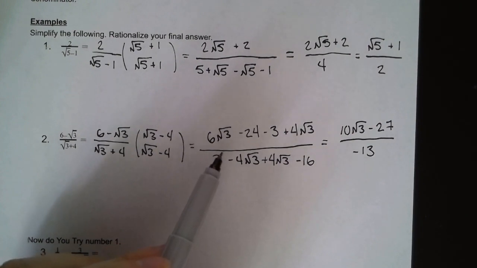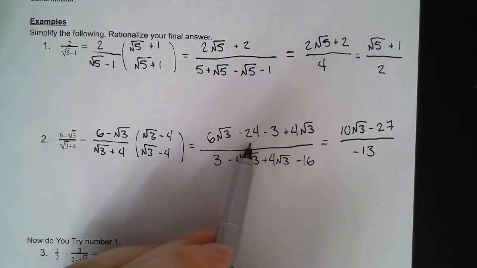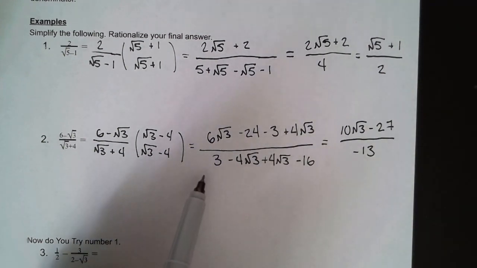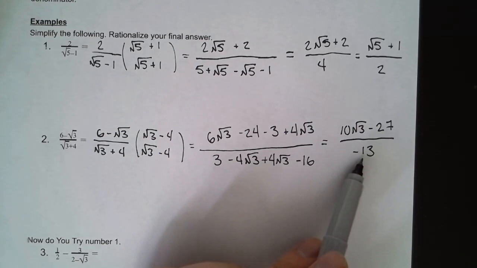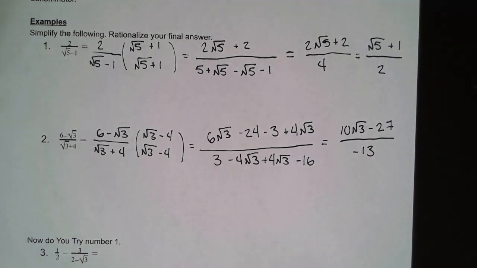So I got 6 root 3 plus 4 root 3 is 10 root 3, and then negative 24 minus 3 is negative 27. 3 minus 16 is negative 13, and these middle terms cancel. And this is as simplified as this can get. There's no common factor in these terms, nothing else we can do to simplify.